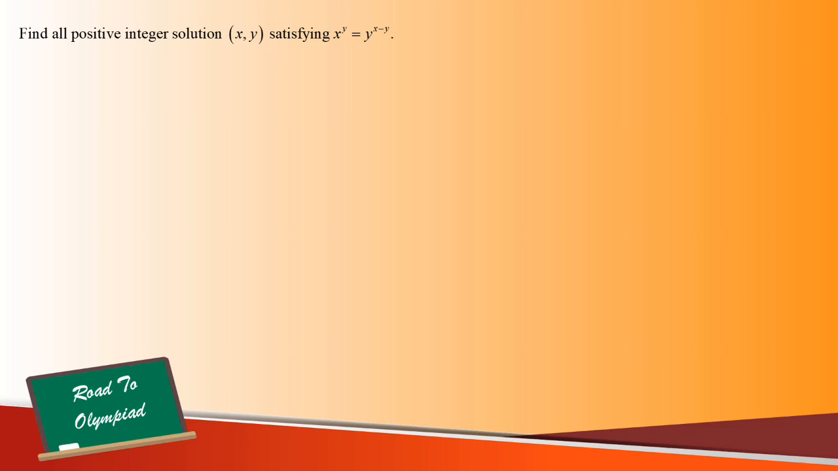Consider the following problem. Find all positive integer solutions x, y satisfying x to the power of y is equal to y to the power of x minus y. For such problems, we can start by finding some obvious solutions, and using those solutions we obtain, try to observe if we can see any pattern there to generalize our solutions. Pause the video if you would like to give this problem a try, and when you are ready, keep watching to learn how to solve it.